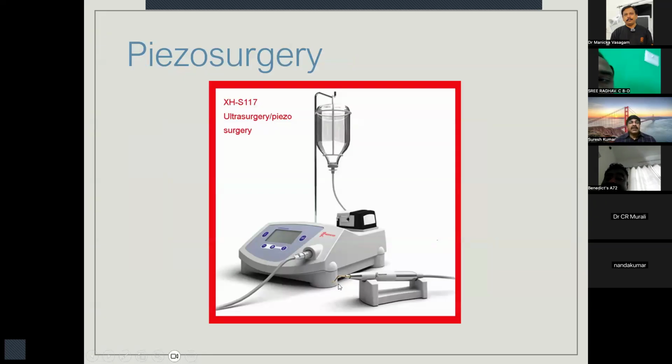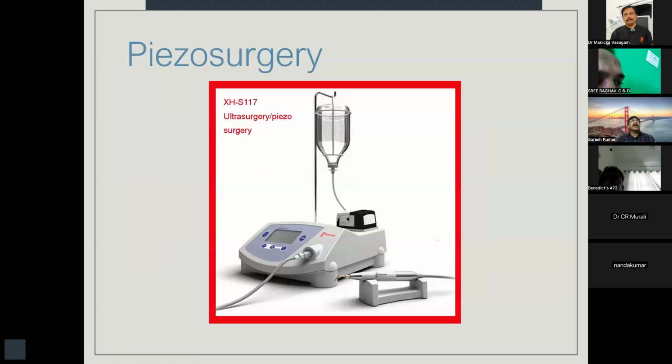It is almost like your regular scaling machine. It will have a handpiece, a saline attached unit, piece of surgical unit. So this tip, when you place on the bone and activate the tool, the handpiece, it will remove the bone gently, and there is no vibration like how it is caused in micromotor. So the patients are very comfortable.